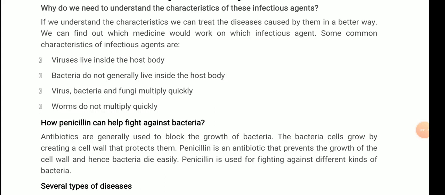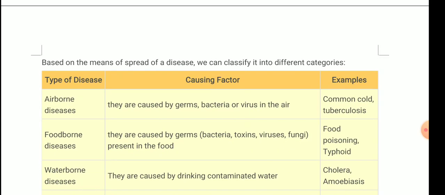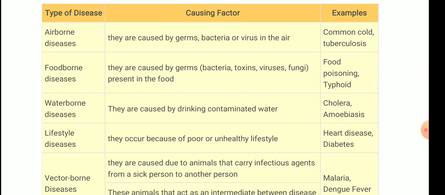Next topic is several types of diseases. Based on the types of disease, we can say the causing factor. Based on the means of spread of disease, we can classify it into different categories. Let's take a look. See, types of disease, causing factor and examples.